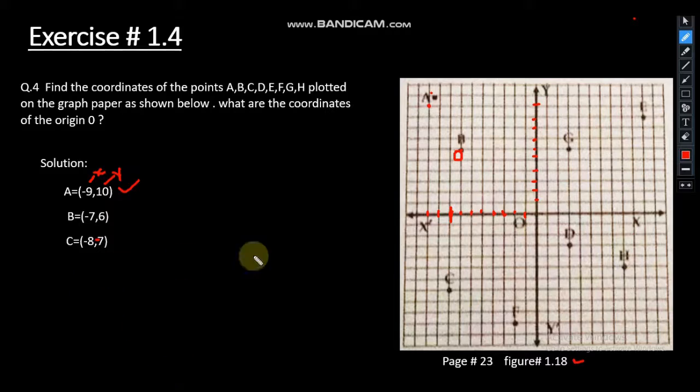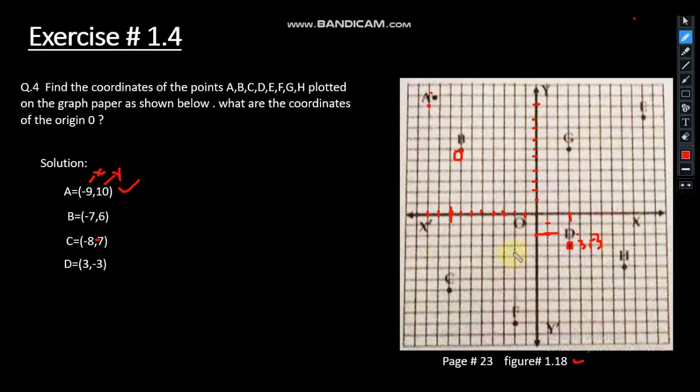So next we can see D. D is here, which is in the positive x-axis and negative y direction. So 1 and 2 here, and 1, 2, 3. So we can write here 3 and negative 2. 3 and negative 3. You can write here 1, 2 and 3. The point is here, so we can write 3 and negative 3 in this form.